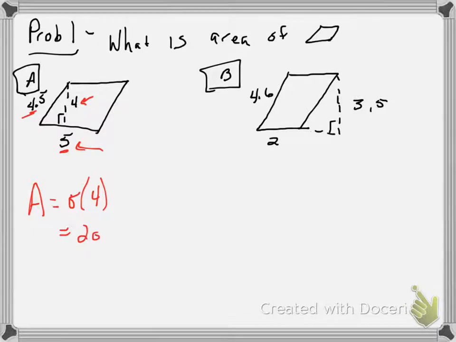Okay, and same thing here. Which one's my base? Well, my height is right there. It forms a 90 degree. It's a little bit outside the parallelogram, but it's still fine. So our area here, what is it 90 degrees with? It's 90 degrees with the 2, so 2 times 3.5 is going to be an area of 7.